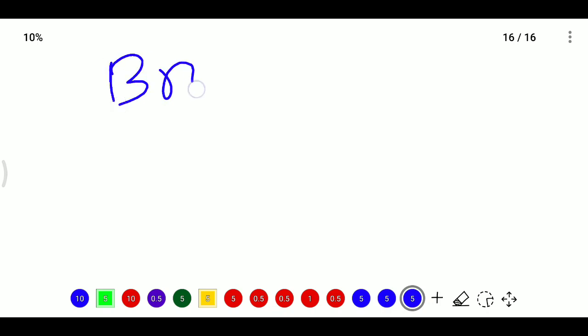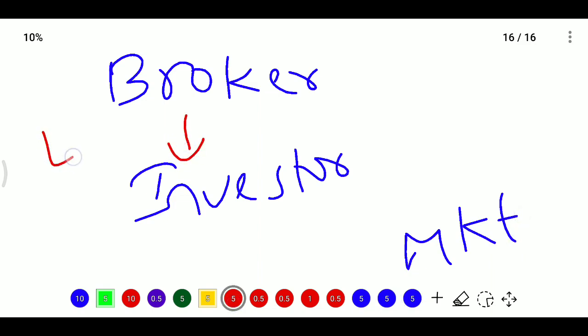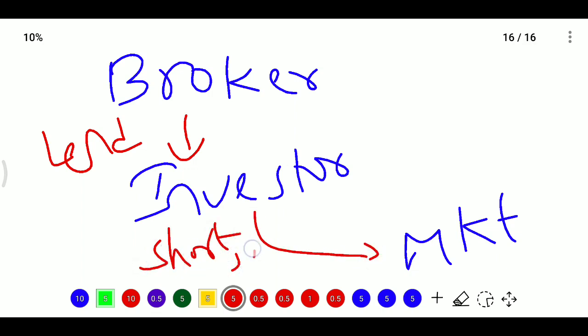Here there are three parties we need to remember: one is the broker, one is the investor, one is the market. The broker lends shares and the investor short sells in the market. Then the market buys the shares and gives the returns to the investor, and the investor gives the shares back to the broker.